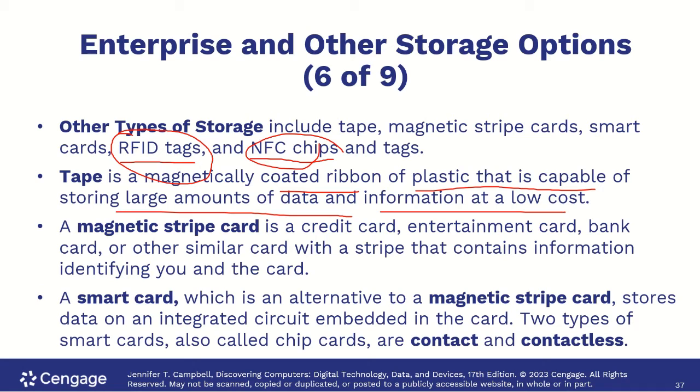The magnetic stripe card is a credit card, entertainment card, bank card, or other similar card with a stripe that contains information identifying you and the card. A smart card, which is an alternative to the magnetic stripe card, stores data on an integrated circuit embedded in the card. There are two types of smart cards, called contact and contactless. If you go to the store and use a credit card, for example, and the credit card has an internet sign on it, that means you can simply use it in a contactless mode.